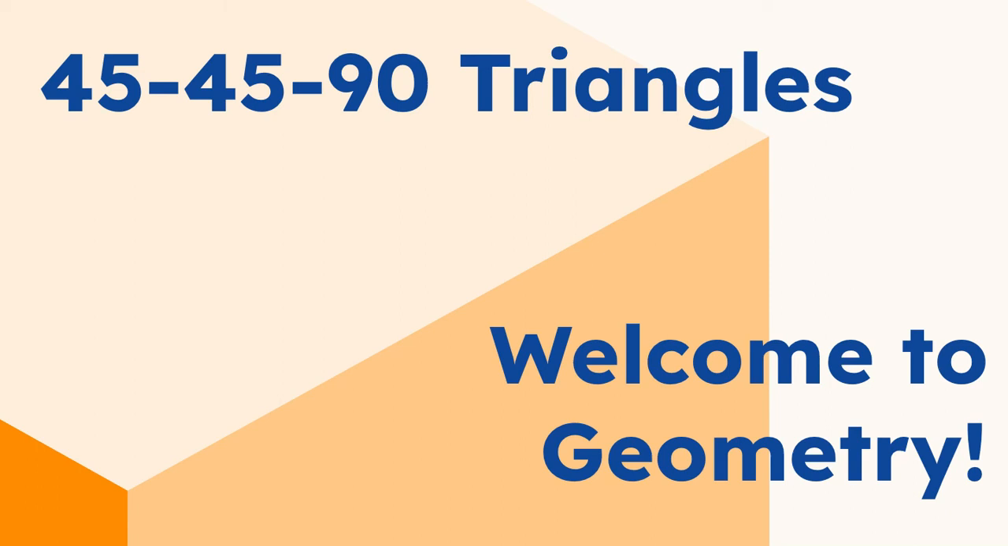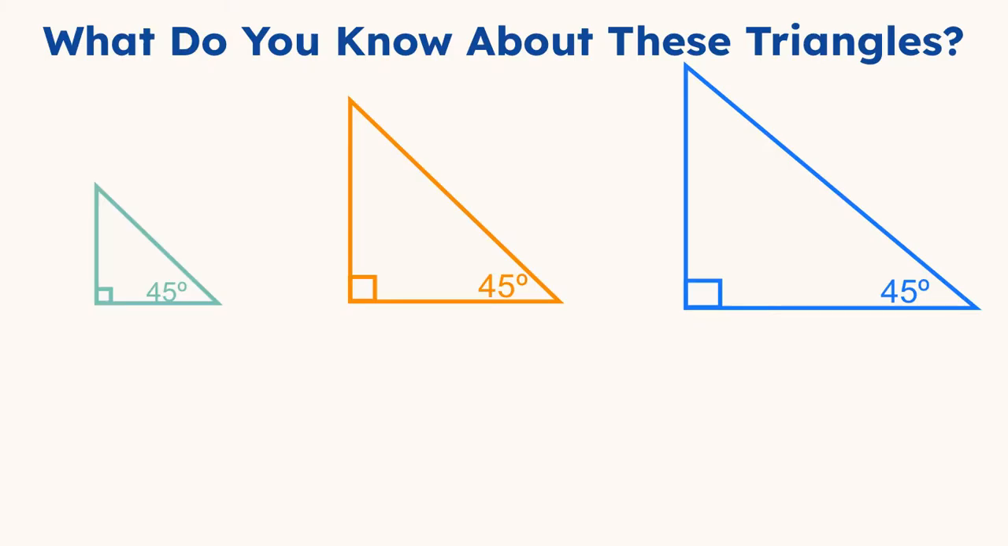Hi everybody. So today we are going to be looking at something called a special right triangle. We're going to be looking at triangles that have 45, 45, and 90-degree angles in them to try to figure out some patterns for their side lengths. So first let's look at these triangles and see if we can notice anything about them.